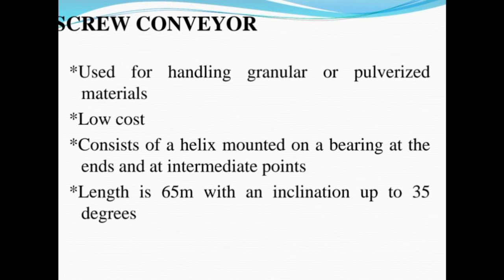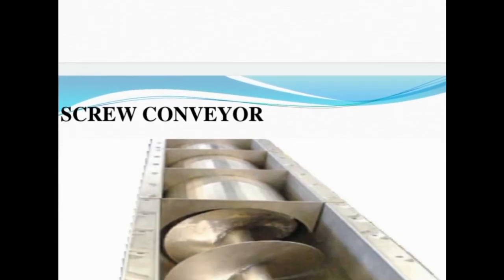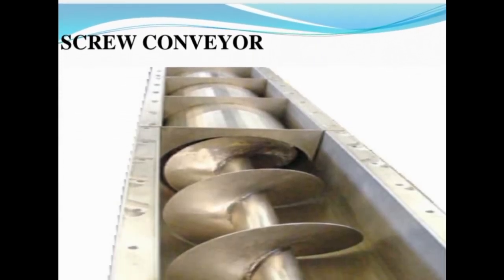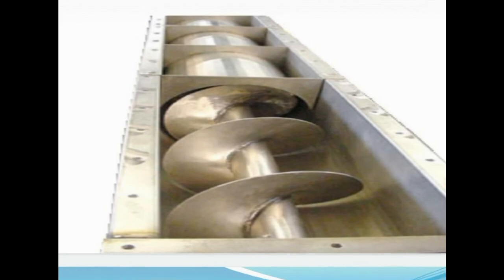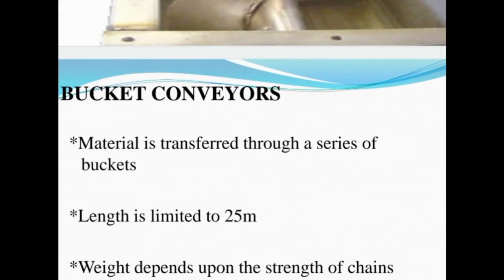Regarding the length of the conveyor, it is 65 meters, and the inclination is about 35 degrees. So this is the pictorial representation of the screw conveyor, which is used to transport materials in the construction industry. And now we are going to see about the bucket conveyors.